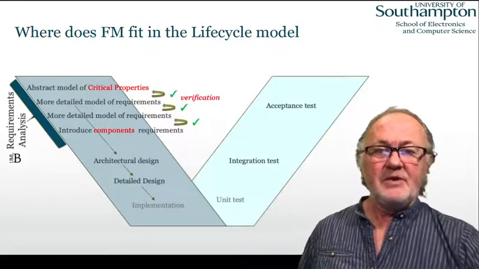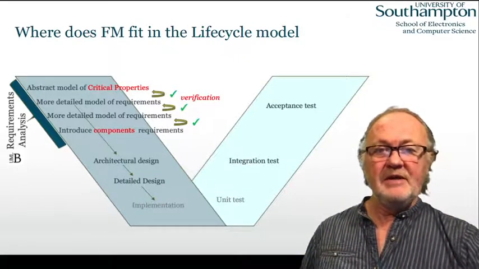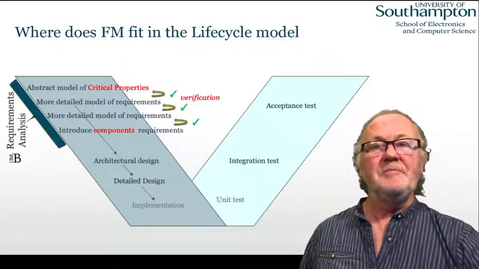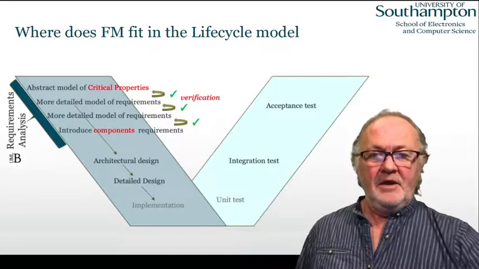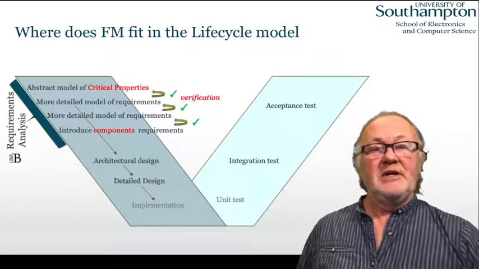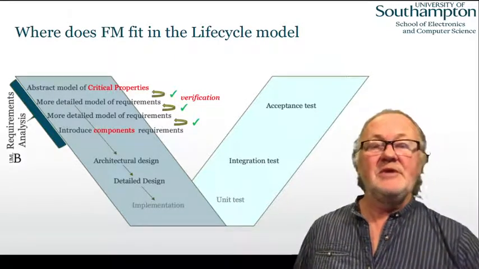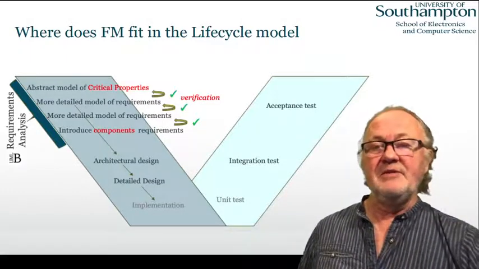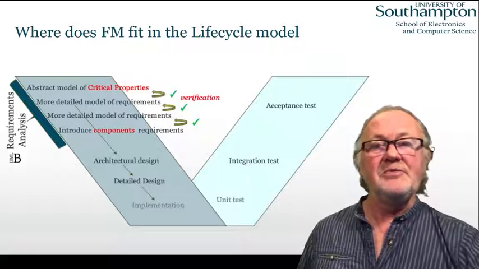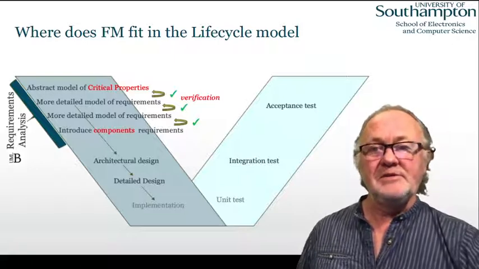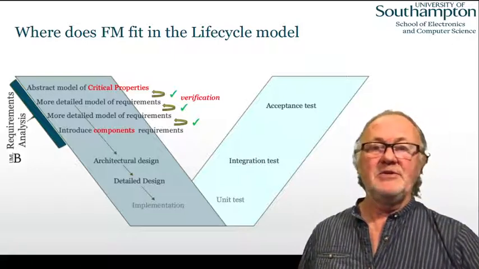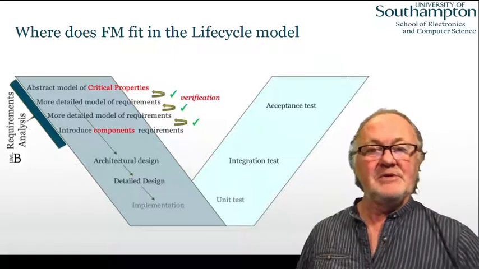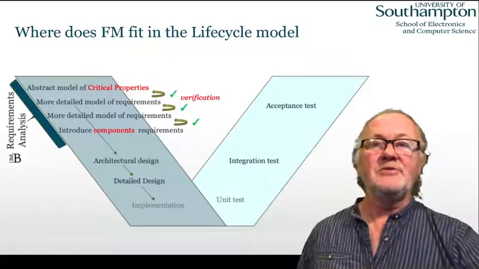And by abstracting away from the details, we can think clearly about the critical properties and make sure we model them correctly. Then we can add the details incrementally in refinements, verifying at each step that we have not violated the previous more abstract models. So in doing this, we begin to introduce the components involved in the system and their requirements, hence we're moving towards an architectural design.